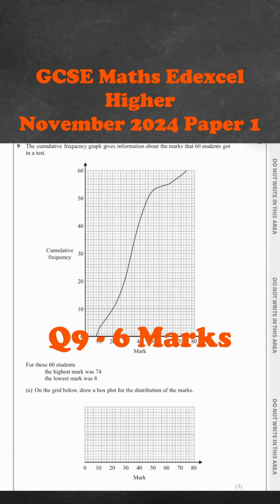Question 9. The cumulative frequency graph gives information about the marks that 60 students got in a test. For these 60 students, the highest mark was 74, the lowest mark was 8. On the grid below, draw a box plot for the distribution of the marks. So first thing I'll do is mark the 8 and the 74 on here. So looking at the gaps here, we have 1, 2, 3, 4, 5, 6 squares between 0 and 10, which means every 3 squares corresponds to 5. So this will be a little bit rough, but we'll do our best.